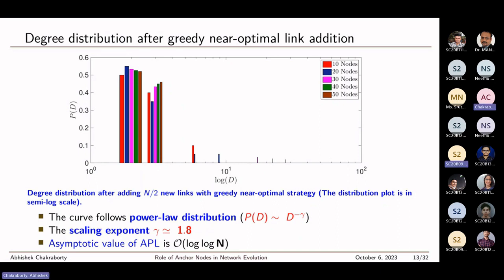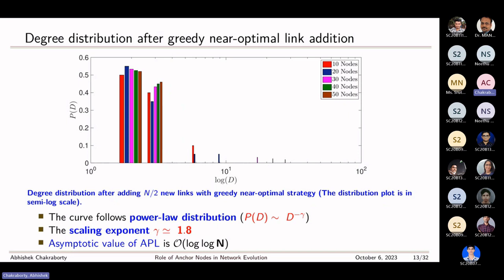Sir, can you repeat what degree distribution is? Yeah, so degree distribution is the plot of how many nodes are having degree D. Here we have plotted this, where the x-axis we have taken in log scale. That's why it is called a semi-log graph. And the y-axis is normalized.